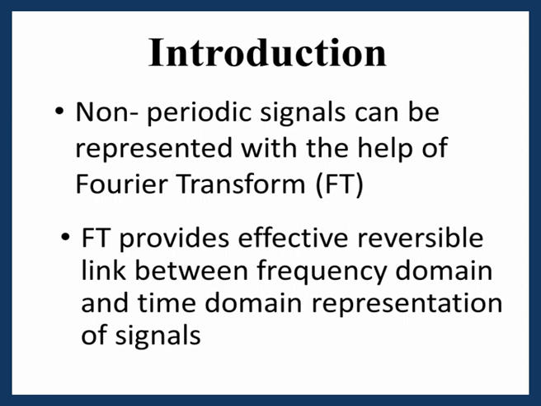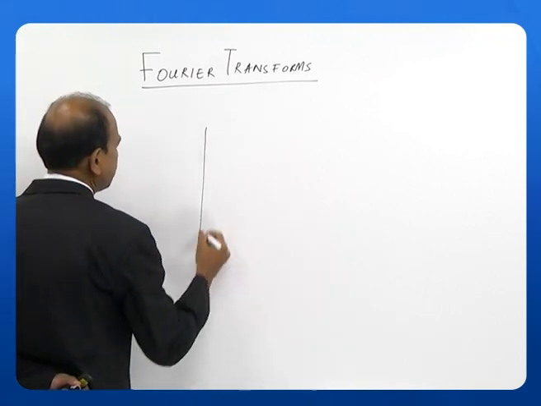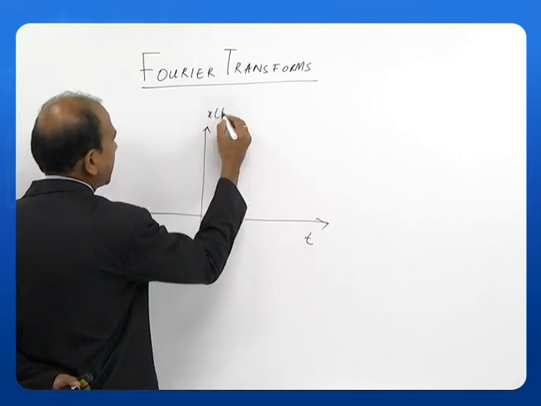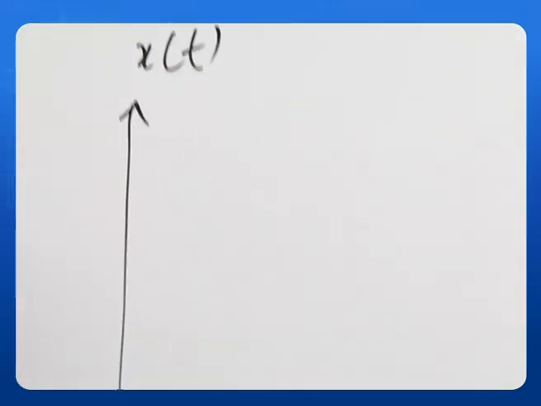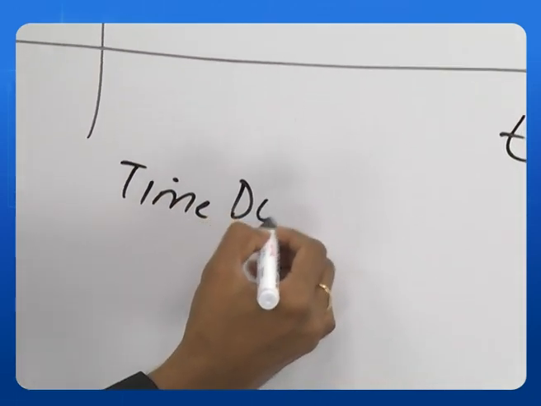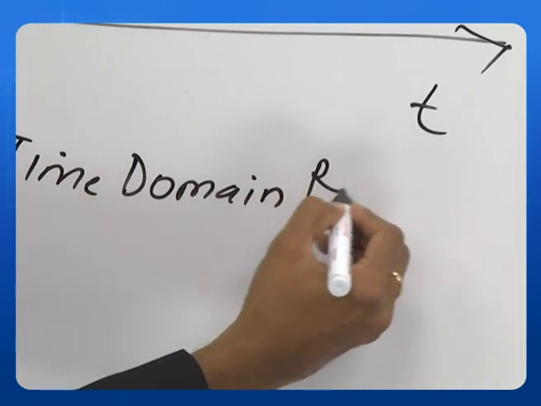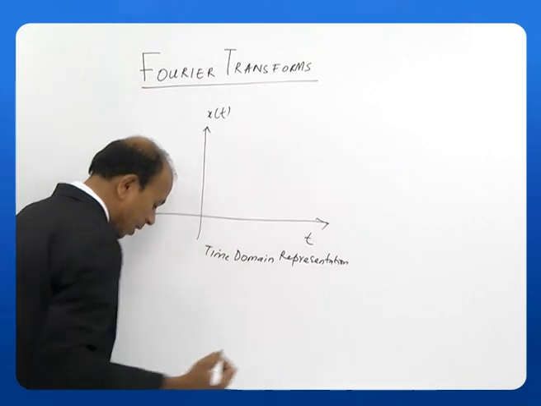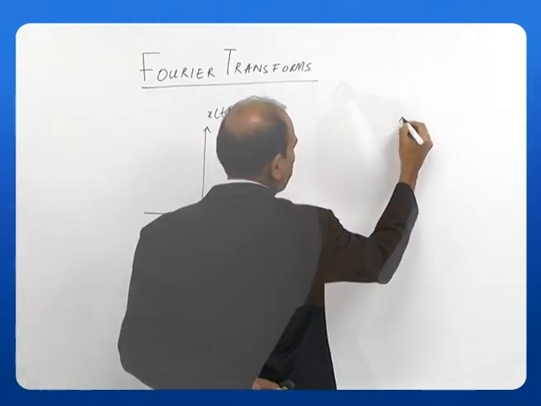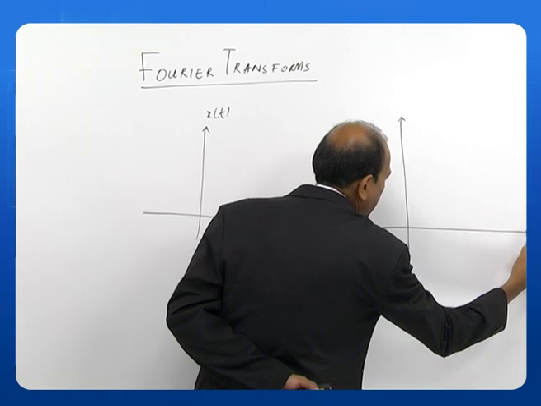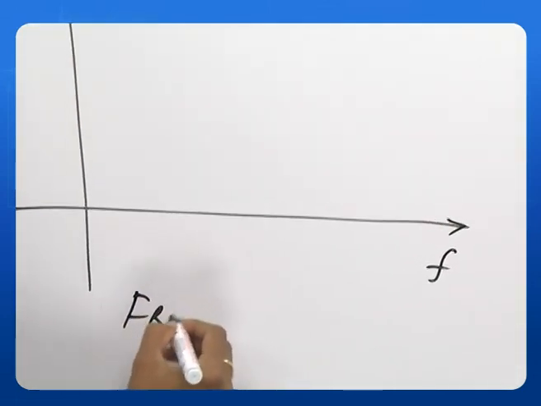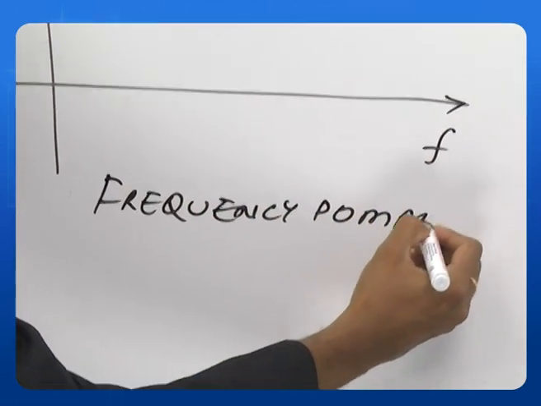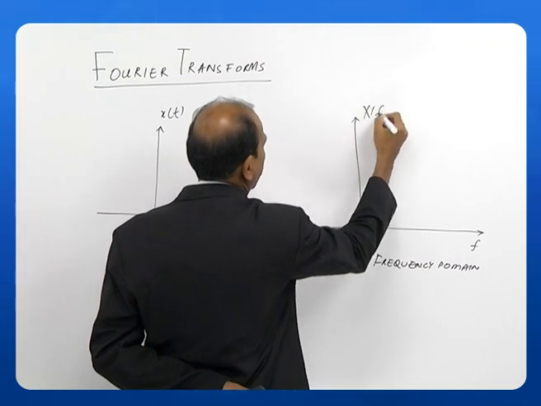That means, let us see. I have a wave. You have a certain signal here. Let us say this is x of t. This is a time domain representation. Now, I want to convert this into a domain which is nothing but f here. That is, this is the frequency domain. And then let us say this is x of f.